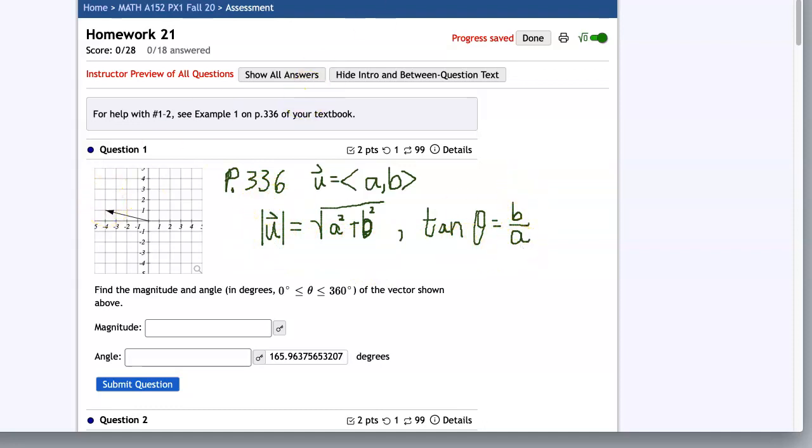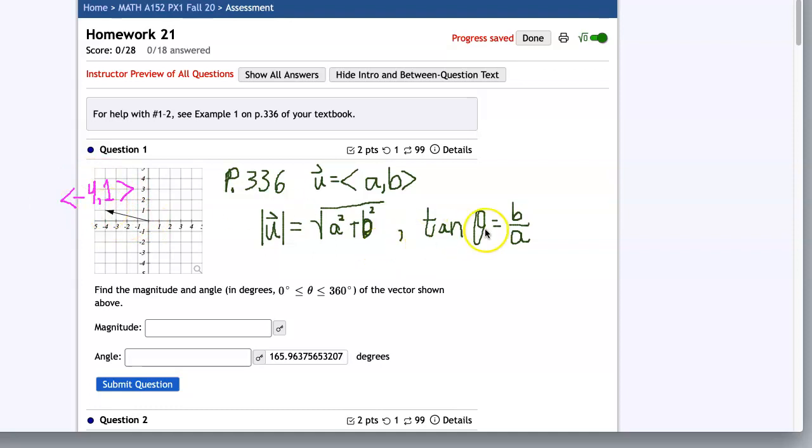So looking back here at our graph, how would we write the components of this vector? Well, this vector has the components ⟨-4, 1⟩. And notice again, I'm using those sideways v's instead of parentheses. So those are the components of the vector.